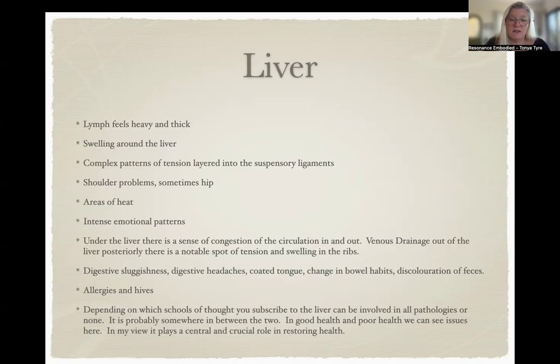You're going to feel, compared to the rib cage on the left side, just more fluids around that right rib cage, etc. Because there's liver on the left side, but not very much of it, and it only goes to the mid-clavicular line. And so complex patterns of tension may be layered into the suspensory ligaments of the liver. This is really apparent if there's been a history of whiplash, trauma, that kind of thing.